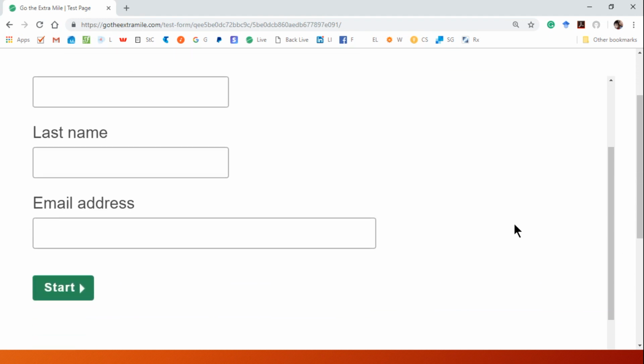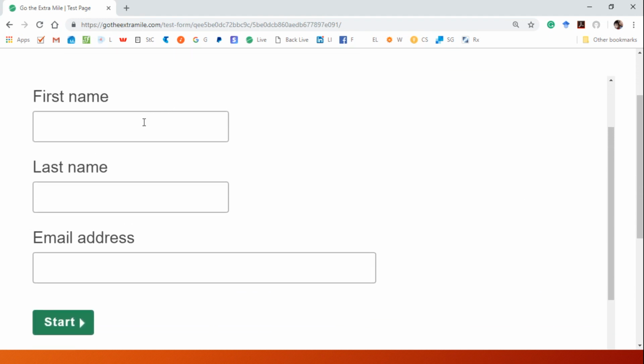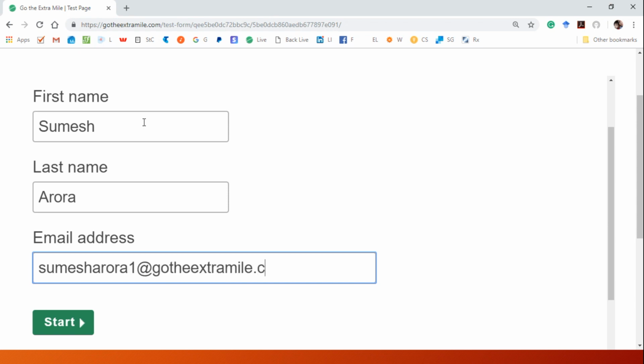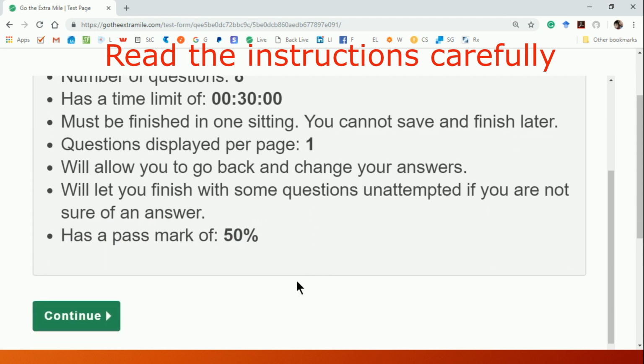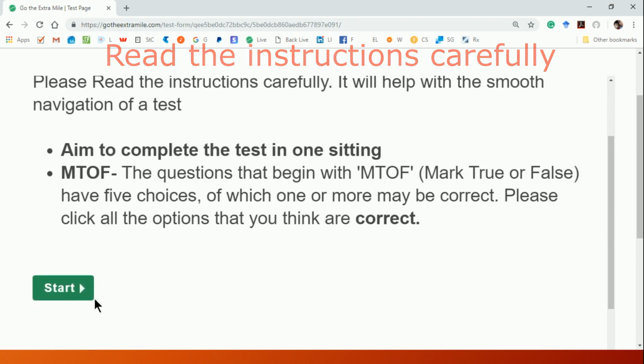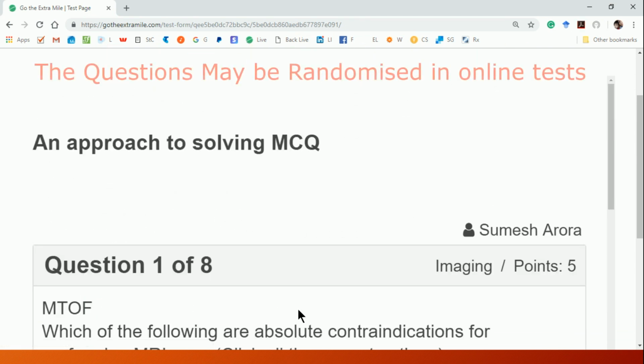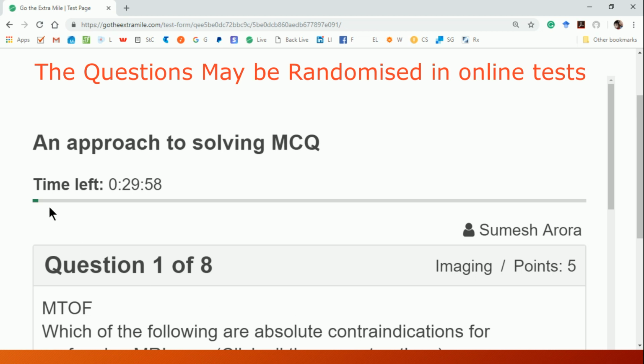It asks for a few details to be completed. Let me enter those. Okay, and then we start the test. A few instructions are displayed. In the real exam, read these instructions very carefully, and then the test starts. Be mindful of the time.